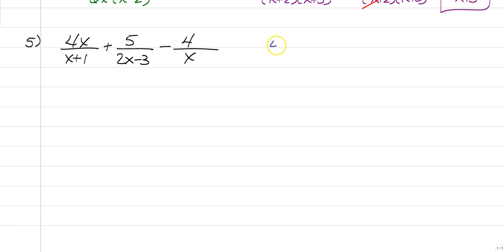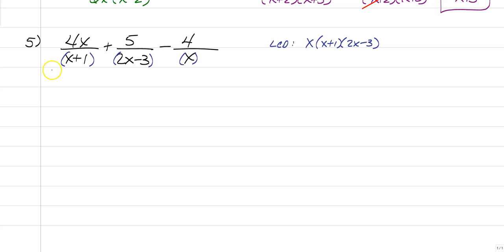Okay, so sometimes it's best to just list your least common denominator. You have an x plus 1 that is together, a 2x minus 3 which is together, and an x. So your common denominator is actually x times x plus 1 times 2x minus 3. So these are going to need multiple terms. That's what makes this one challenging.